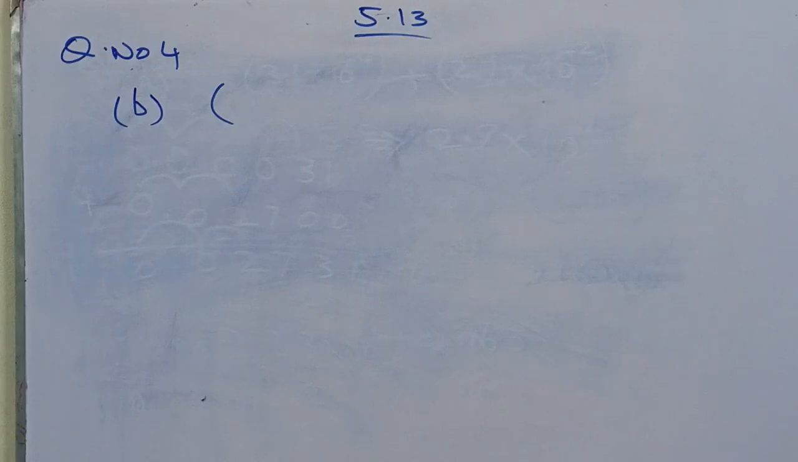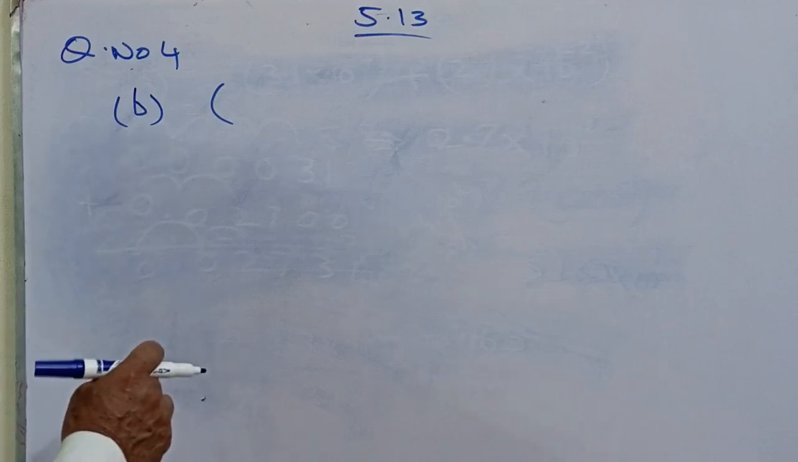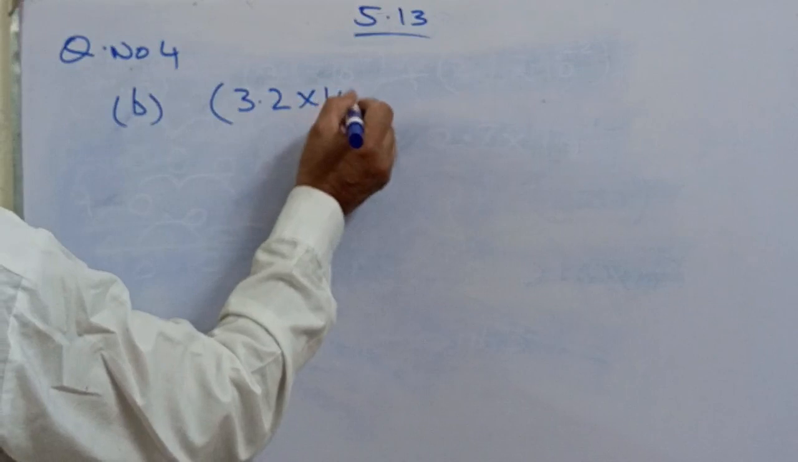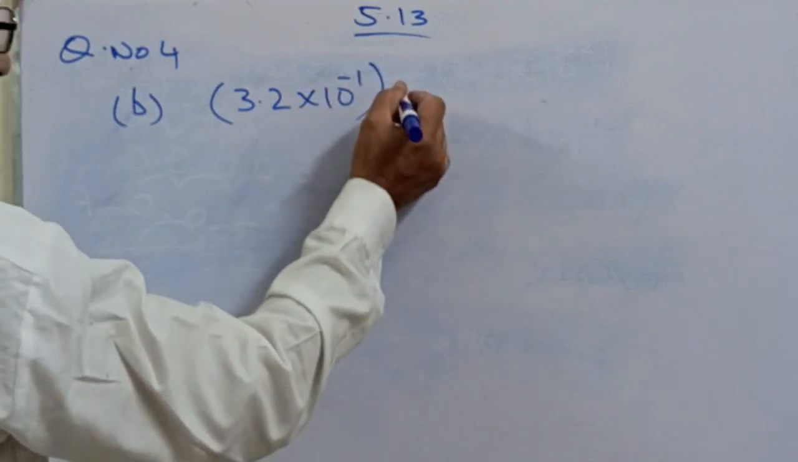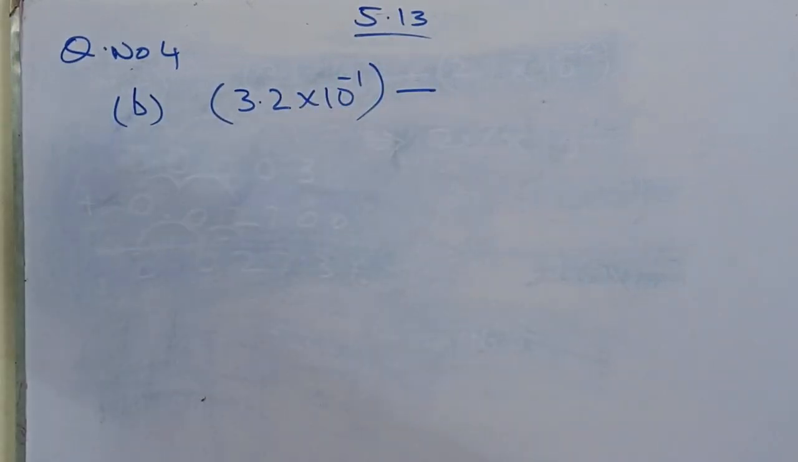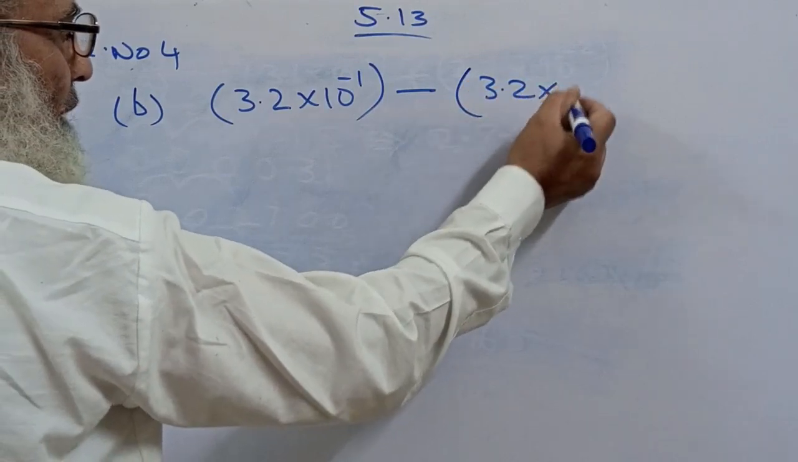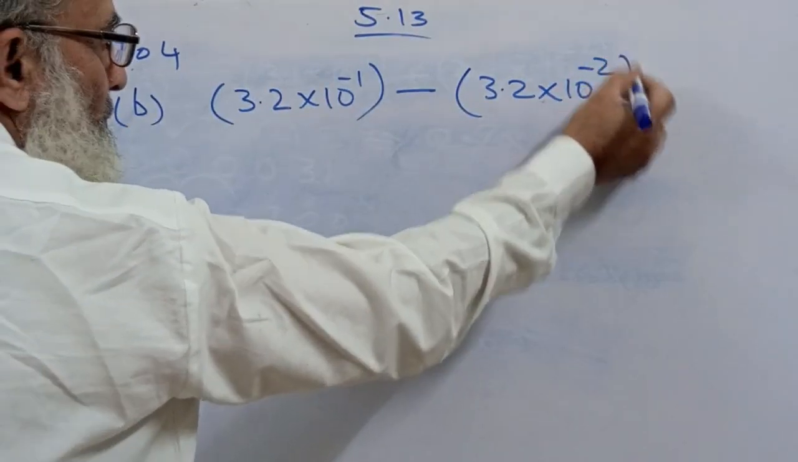Starting from the bracket, I have to write it here: 3.2 into 10 raised to power minus 1. And this is a minus sign in between the two brackets, and 3.2 into 10 raised to power minus 2.